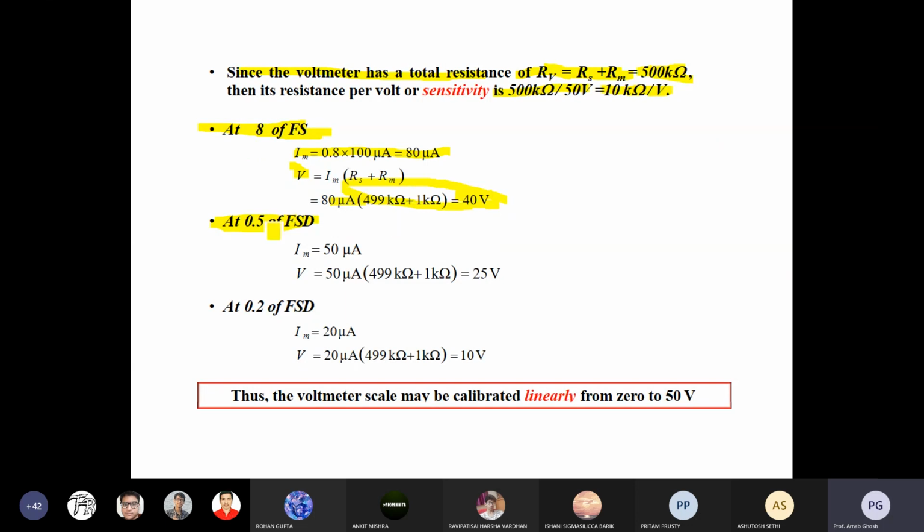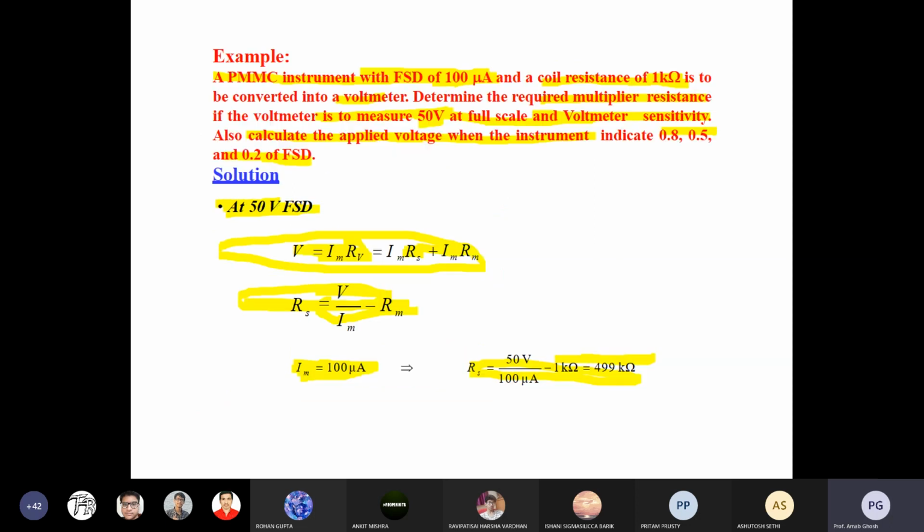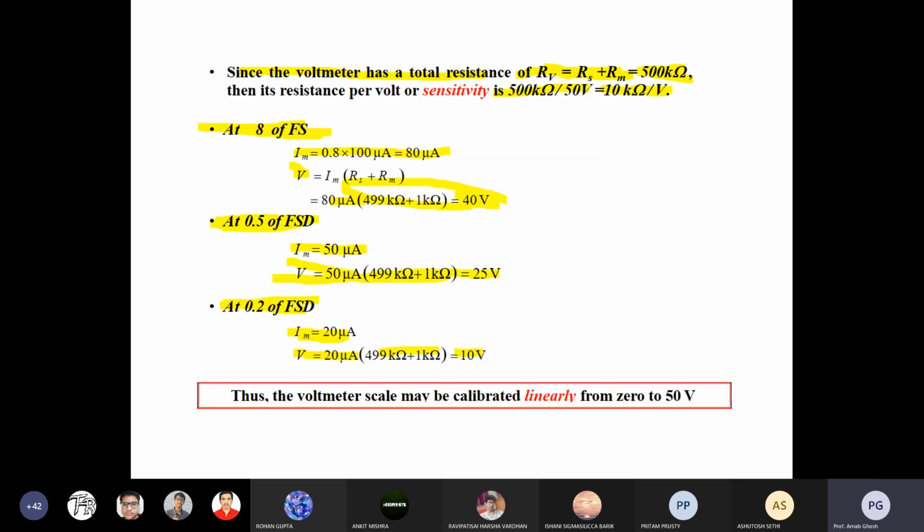For 0.5 FSD, what is the value of IM? 0.5 into 100 microampere, so 50 microampere. So V equals 50 microampere into 500 kilo ohm, which is 25 volt. For 0.2 FSD, IM equals 20 microampere, and V equals 20 microampere into 500 kilo ohm, so 10 volt. You get the same results by multiplying with 50 volt. The first case is 100% FSD voltage, so exactly this range will come.